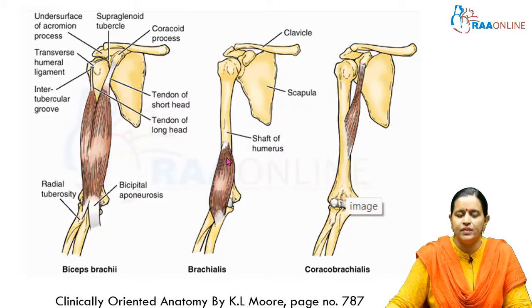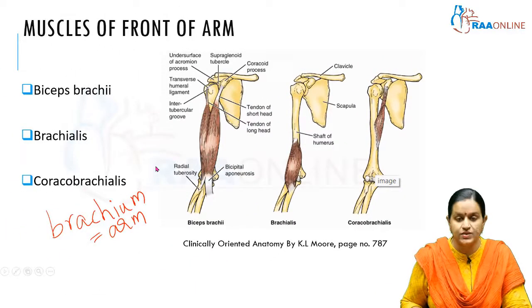Then the second muscle is this one called brachialis. The third one is called coracobrachialis. So why the name? This is the coracoid process of scapula. This muscle takes origin from the coracoid process of scapula, hence the name coracobrachialis. To summarize, there are three muscles of front of arm, namely biceps brachii, brachialis and coracobrachialis.